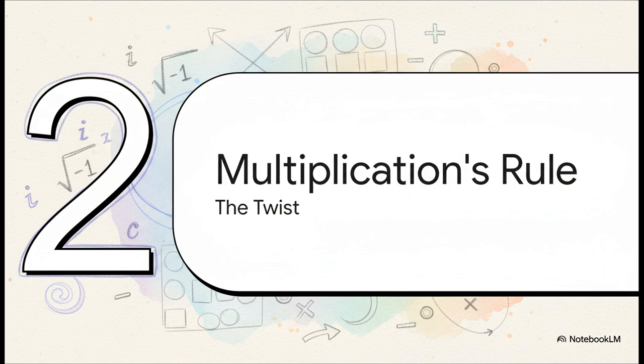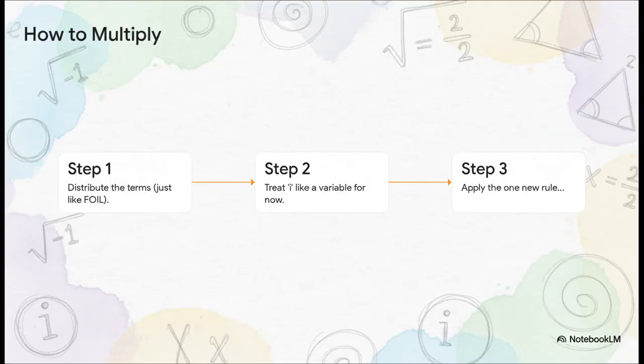All right, feeling good so far? Let's step it up just a little bit with multiplication. Now, this also starts with something you already know from algebra, distributing your terms, sometimes called FOIL. But there's one tiny little twist at the end, and it's the most important part. The process is super straightforward, really. First, you just multiply everything out, just like you normally would. And as you're doing that, keep pretending i is just a variable. But once you've done all that and combined your terms, you get to the final critical step. This is the one new piece of the whole puzzle.